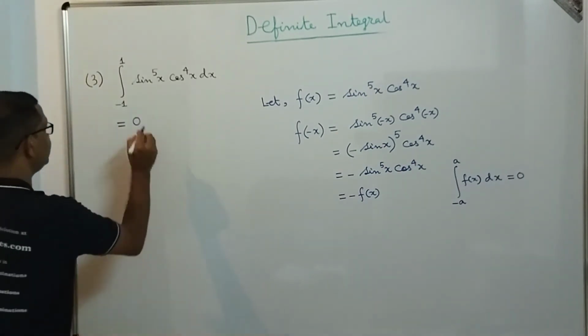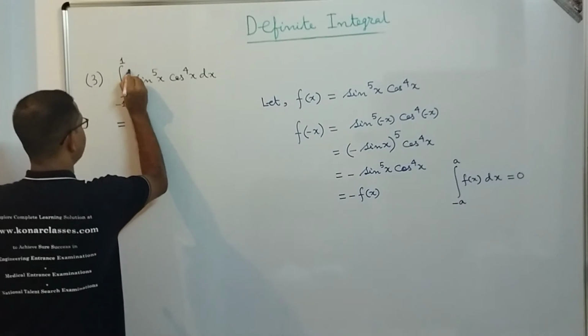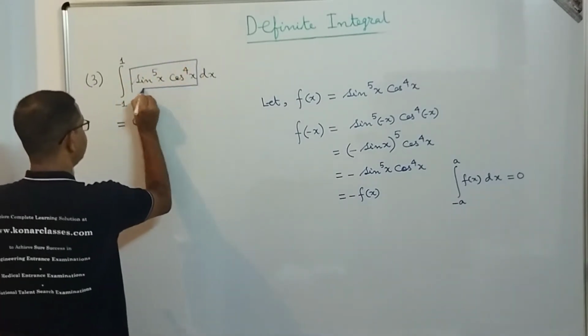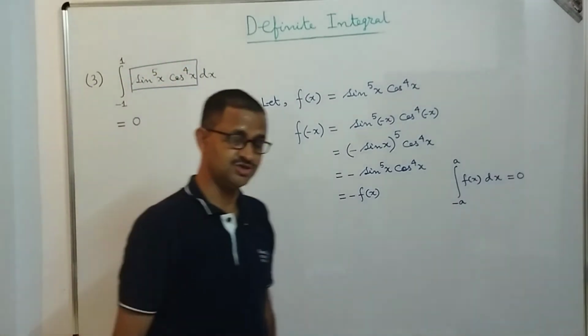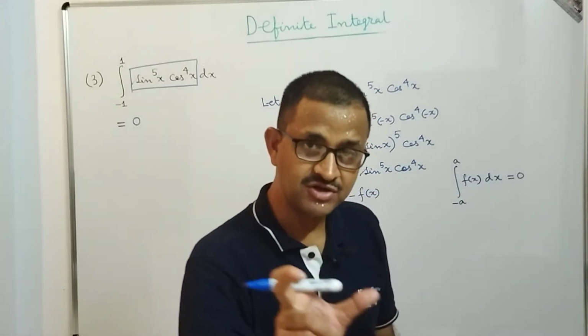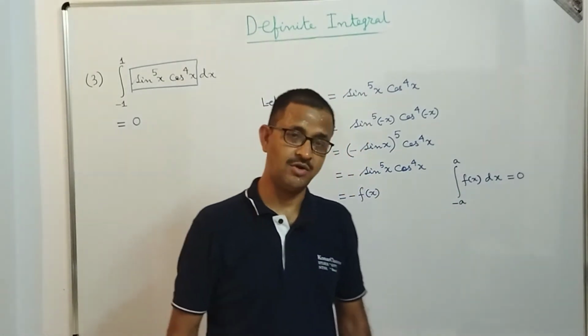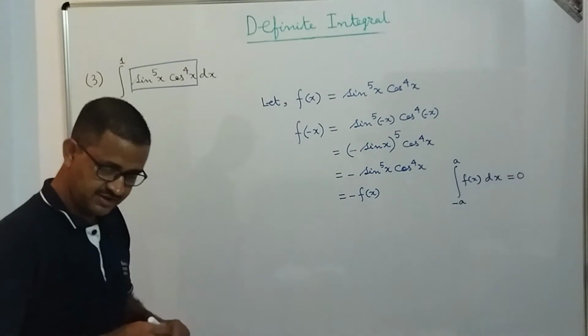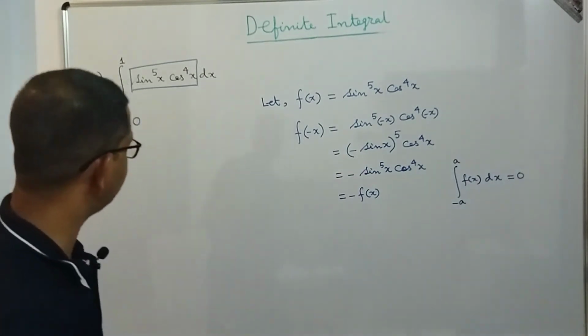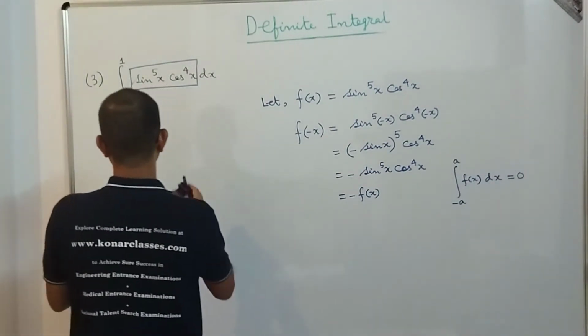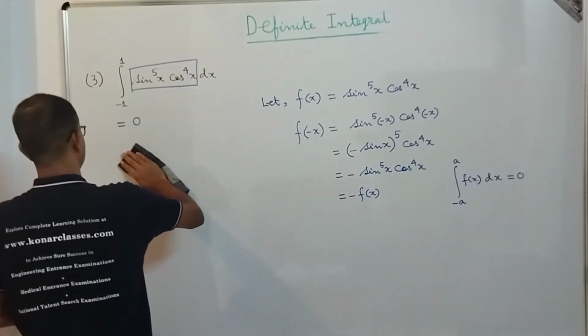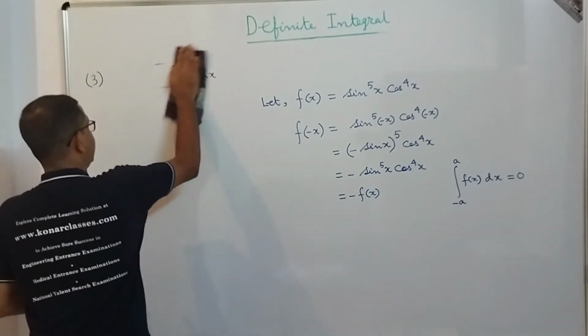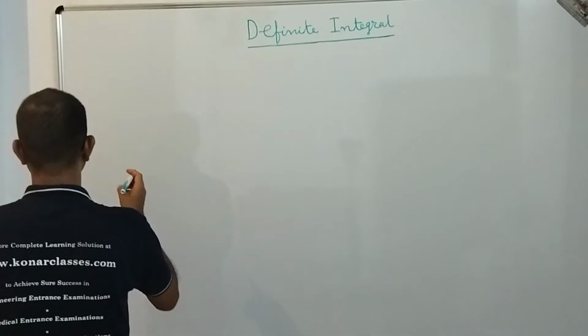Why? Because this function, sine to the power 5x into cos to the power 4x, is an odd function. So the integration from minus 1 to 1 of an odd function is equal to 0. Okay, so you see how quickly we are able to answer this question just by analyzing whether the function is an even function or odd function. Okay, now let's concentrate on the next question. So this is question number 4.